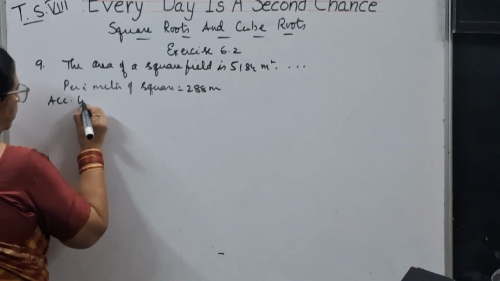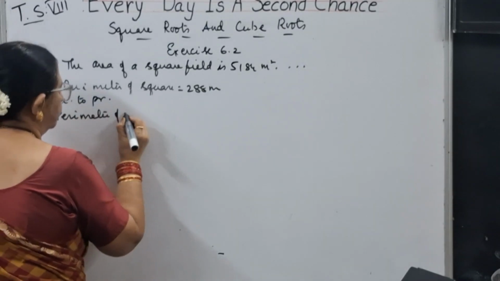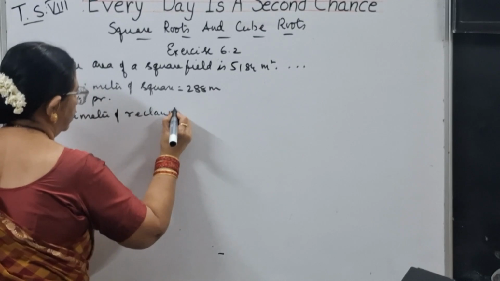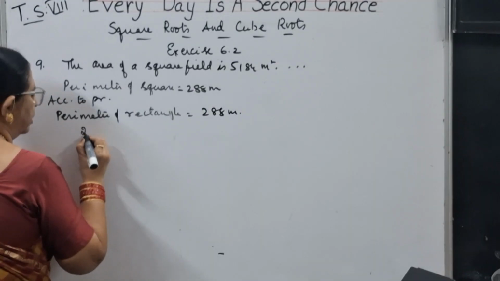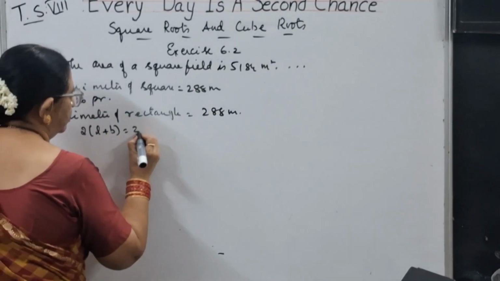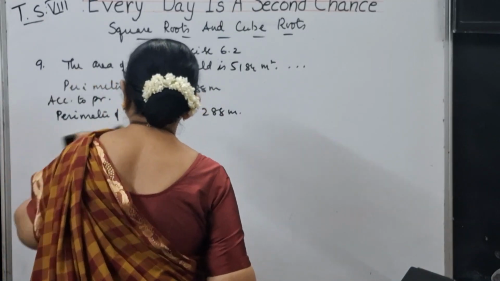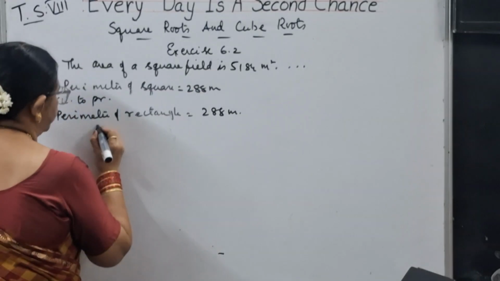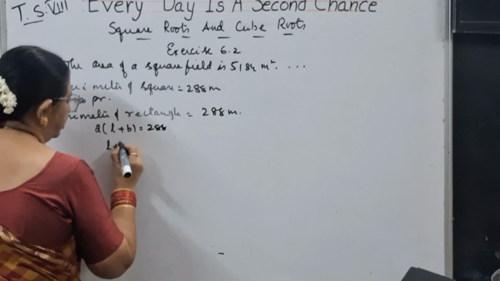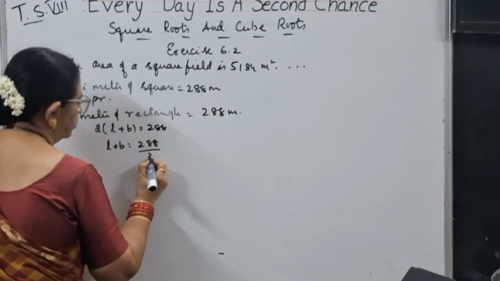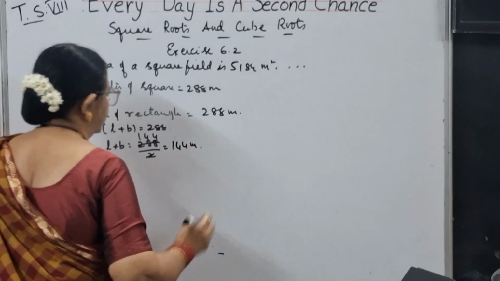Now we have got the perimeter of the square is 288. So according to the problem, perimeter of rectangle is equal to 288 meters. So what is the perimeter of a rectangle? 2 into L plus B is 288. Formula: 2 into L plus B is equal to 288. So what is L plus B? 288 by 2, 2 ones are 2, 2 fours are 8, 2 fours are 8. So 144 meters is L plus B.